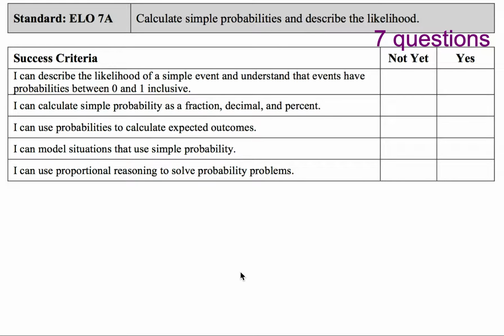Okay, the first section of the test has 7 questions, and you need to be able to describe the likelihood of a simple event and understand the events have probabilities between 0 and 1 inclusive. I can calculate simple probabilities as a fraction, decimal, and percent. I can use probabilities to calculate expected outcomes. I can model situations that use simple probability. I can use proportional reasoning to solve probability problems.